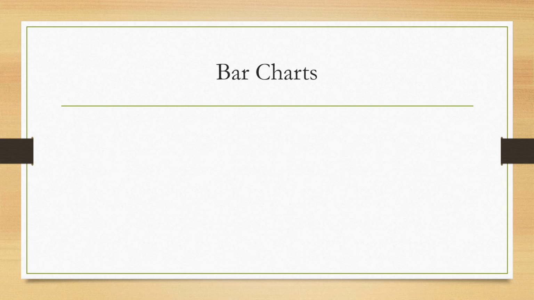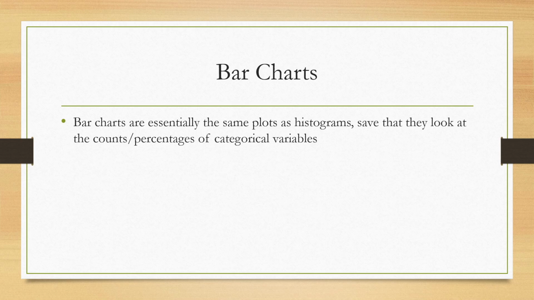All right, bar charts. So as I mentioned before, bar charts are essentially the same plots as histograms. The only thing that's different is that the x-axis is categorical rather than continuous, which means that instead of having a whole bunch of bars next to each other, I'll have different categories, and each category is going to have its own bar.